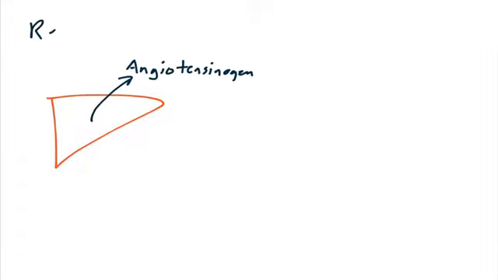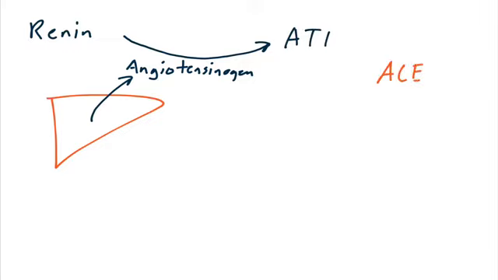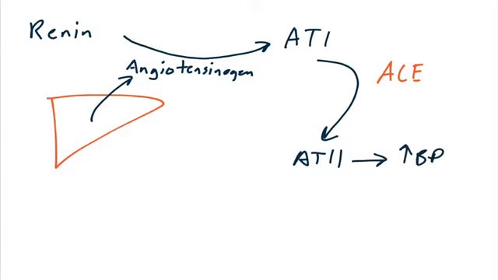So the liver will release angiotensinogen. And then the renin released from the juxtaglomerular cells will convert the angiotensinogen into angiotensin 1. And the angiotensin converting enzyme, ACE, which is released from the pulmonary vasculature, then converts angiotensin 1 into angiotensin 2. Angiotensin 2 then has several activities meant to counteract the low blood pressure sensed by the kidney. In other words, angiotensin 2 will increase blood pressure. And one of those activities is to stimulate the release of aldosterone.